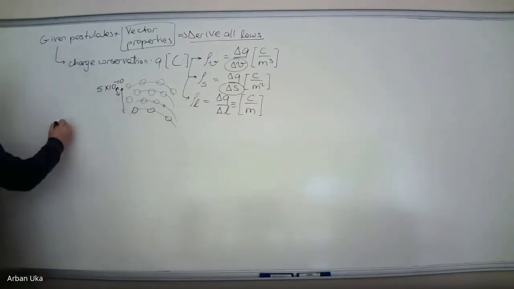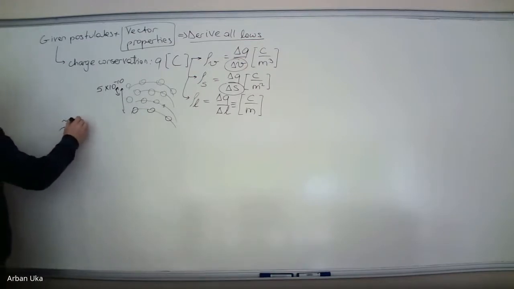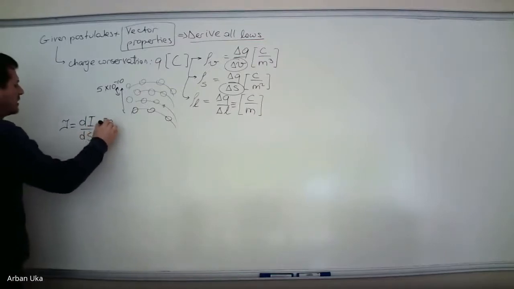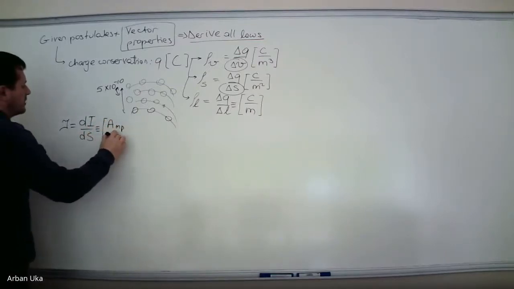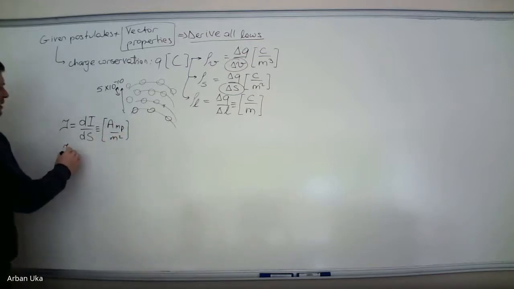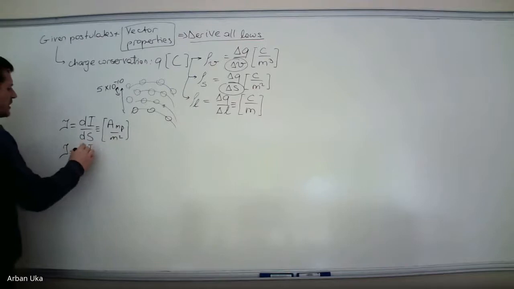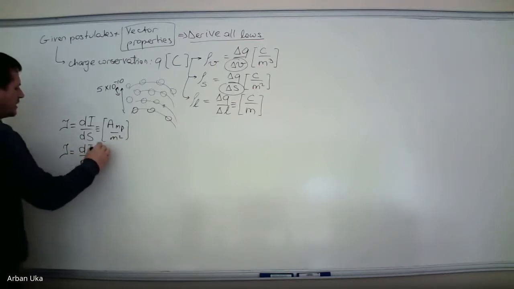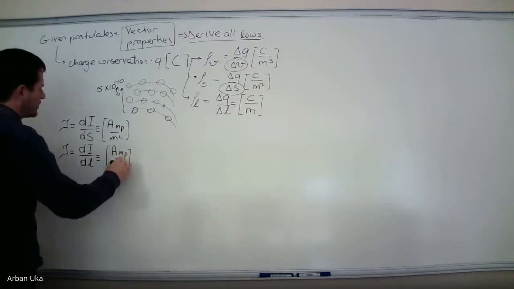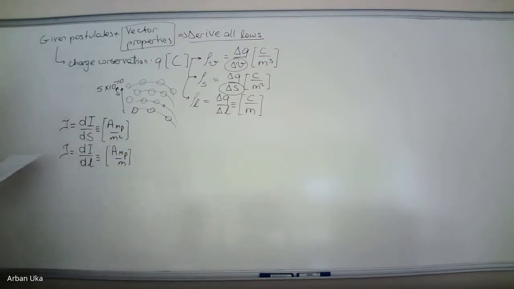We can have current density, which can be defined as delta I over delta S, and the unit of this one can be ampere per meter squared. We can also have the J, which can be described as the rate of change of the current as a function of length over dl. So this can have a unit of ampere per meter. Okay, so these are some relevant quantities that we're often going to see.